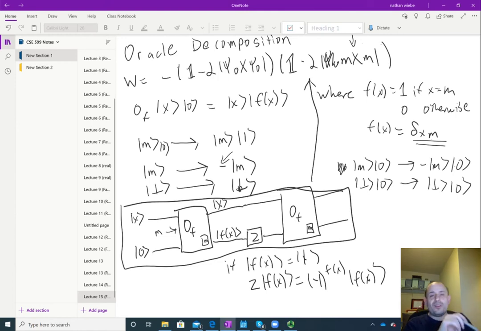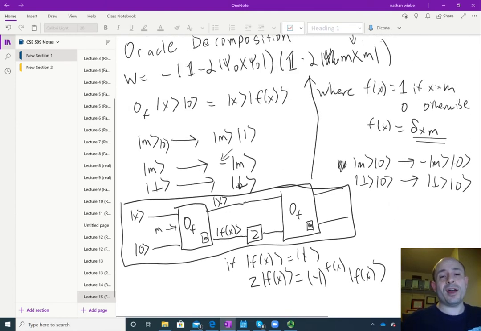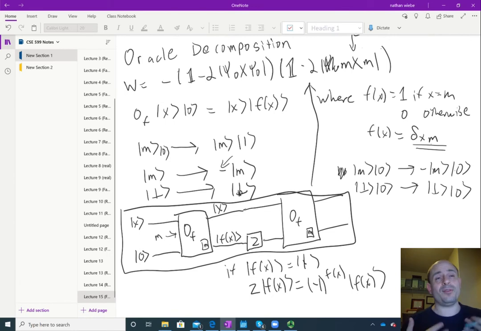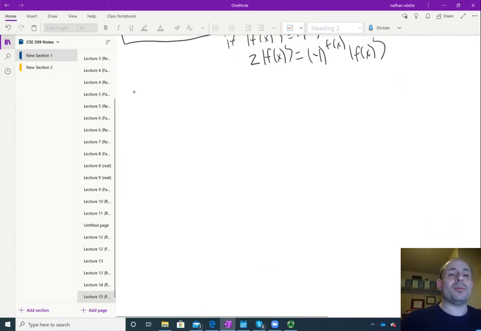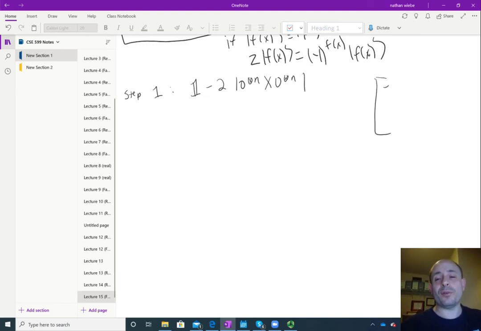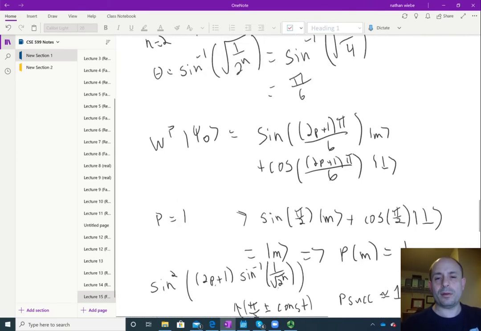But it's useful to see this, so I'm going to spend a little bit of time talking about how we would build a circuit for this, so you can see what the entire Grover algorithm is going to look like. So let's consider building a circuit for the following reflection operator: I minus twice 0 tensor n, 0 tensor n. So again, this is of the form -1, 1, 1.